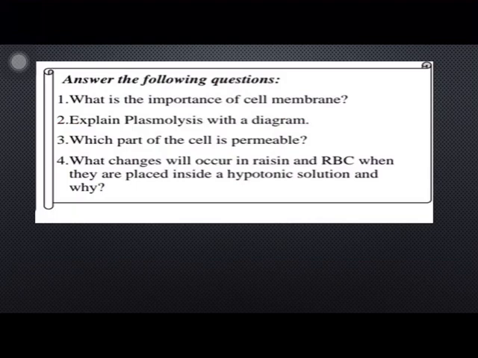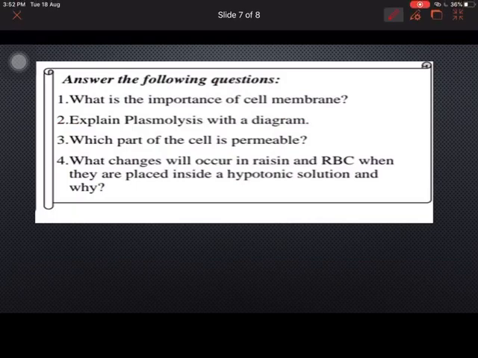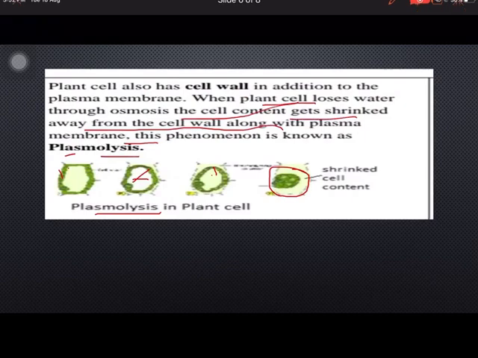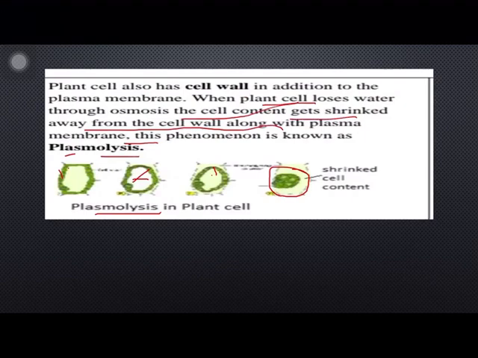Now we come to the question answers. First question: what is the importance of cell membrane? The cell membrane allows the selective permeability of carbon dioxide, oxygen and different materials in and out of the cell. Next, explain plasmolysis with diagram. This is the last slide which we have seen. You can see this one for that answer.